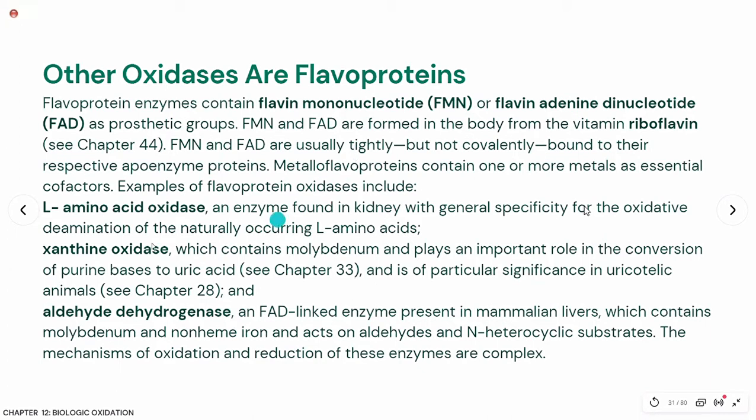Examples of those are L amino acid oxidase. Its function is to deaminate your naturally occurring L amino acids. Then we have xanthine oxidase, which is responsible for converting purines to uric acid. Aldehyde dehydrogenase is present in mammalian livers, which contains a metal molybdenum and non-heme iron. So iron and molybdenum without your heme. Okay.